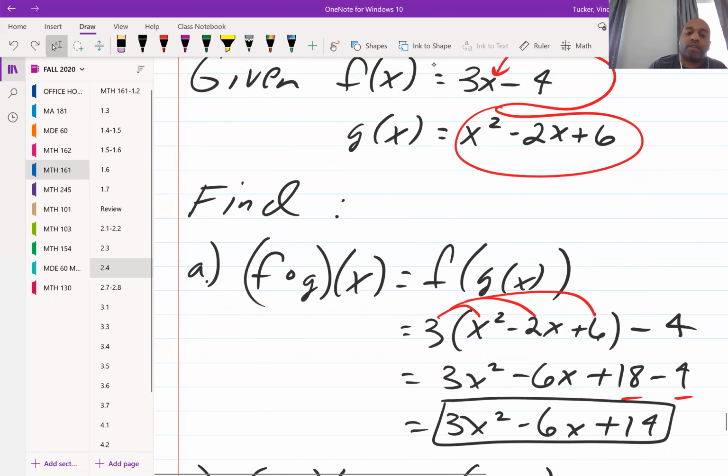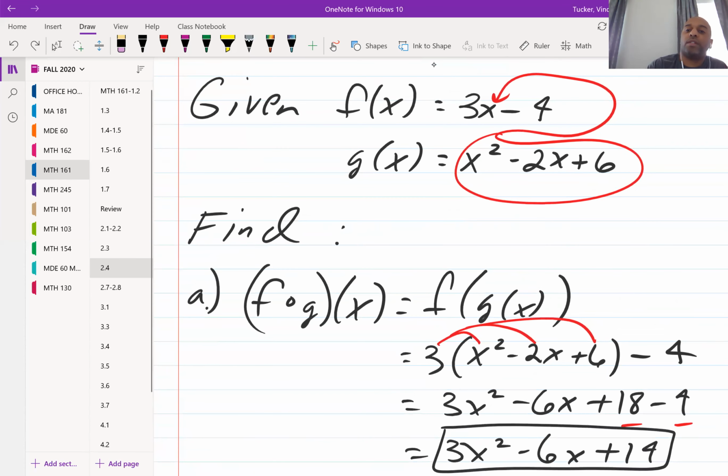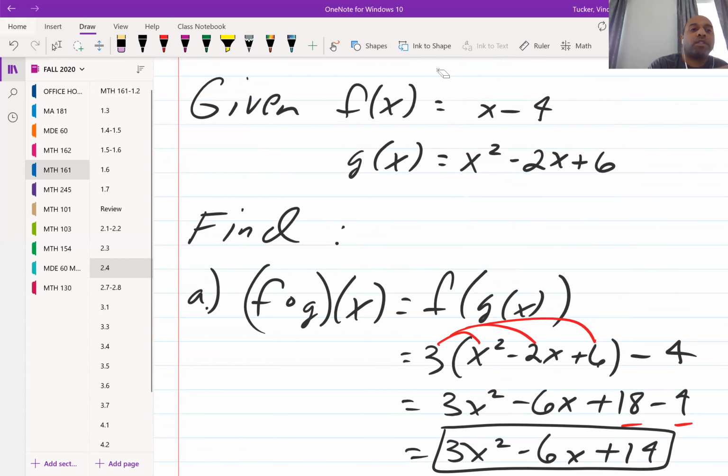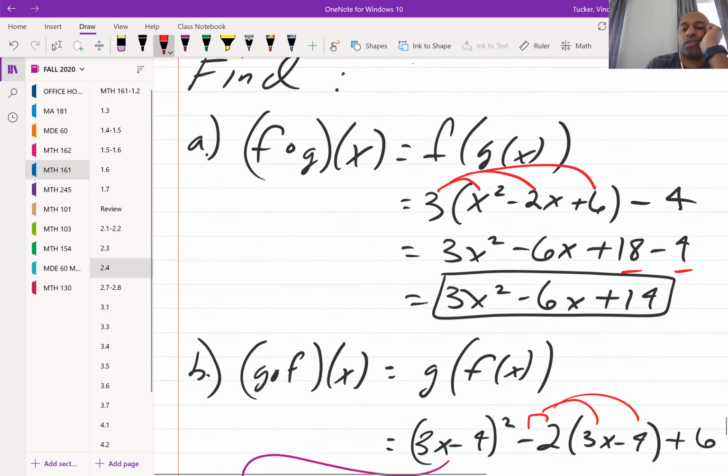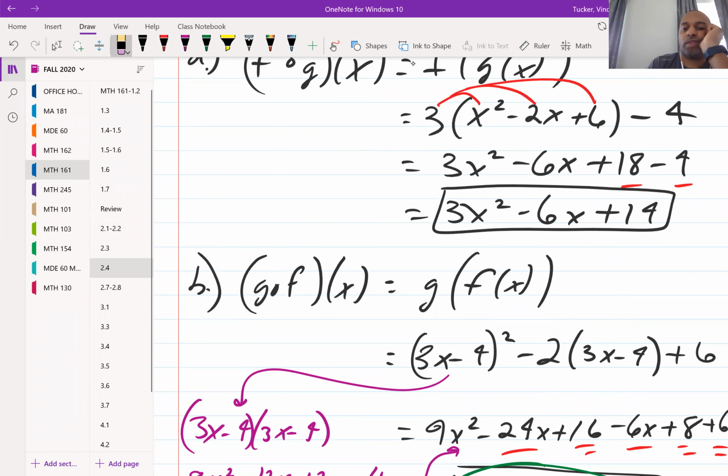All right, so now for g of f of x, we're reversing the process. So now I'm going to take f, and then we're going to plug it in where we see x. So this time, I took 3x minus 4 and plugged it in where I saw x. So that'd be 3x minus 4 squared minus 2 times 3x minus 4 plus 6.